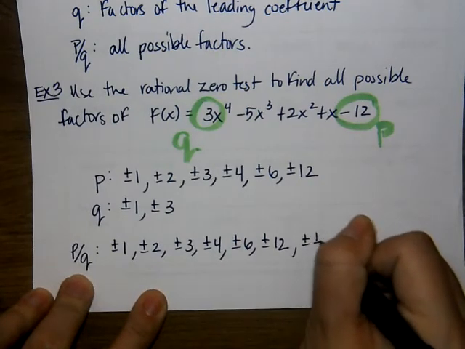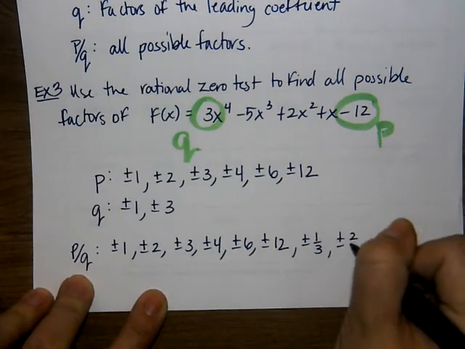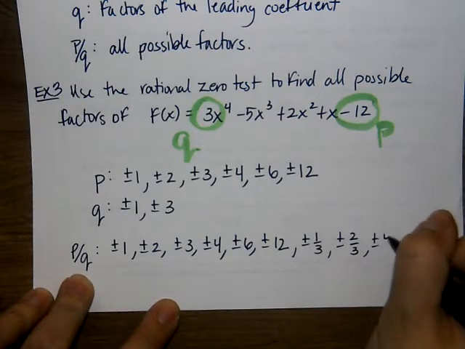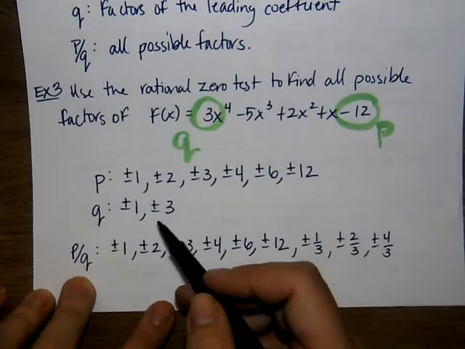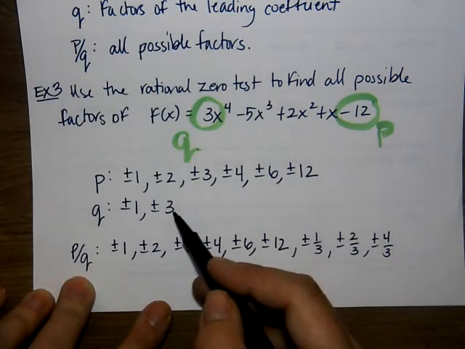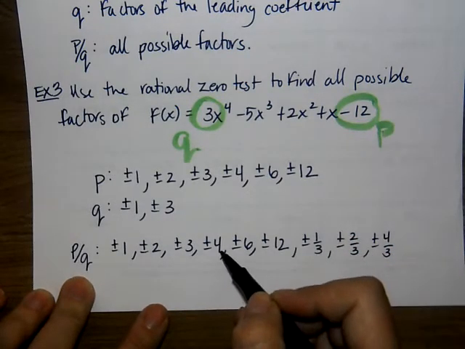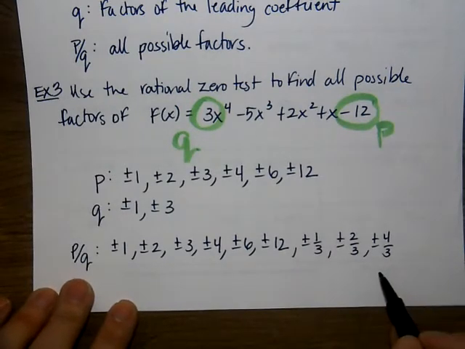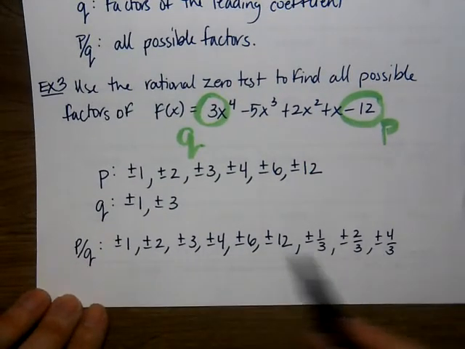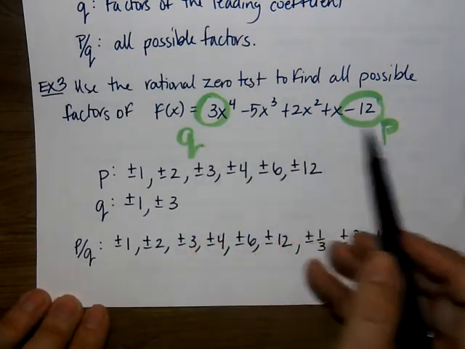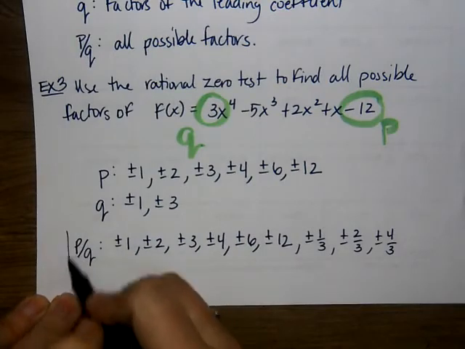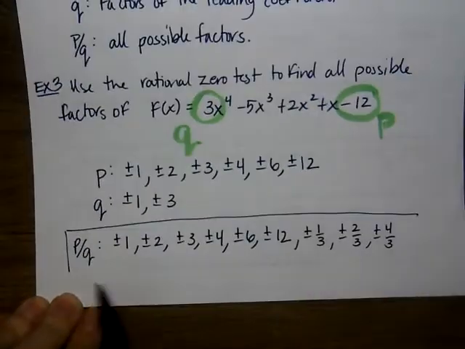I get plus and minus 1/3, plus and minus 2/3, plus and minus 4/3. 6 divided by 3 is 2, so I already have that accounted for. And 12 divided by 3 is 4, and I already have that accounted for. So this is the list of all of the possibilities. Okay? So that means that of this list, something in here could be a zero of this polynomial. Okay? So this would be my final answer if it just said list all the possible factors.